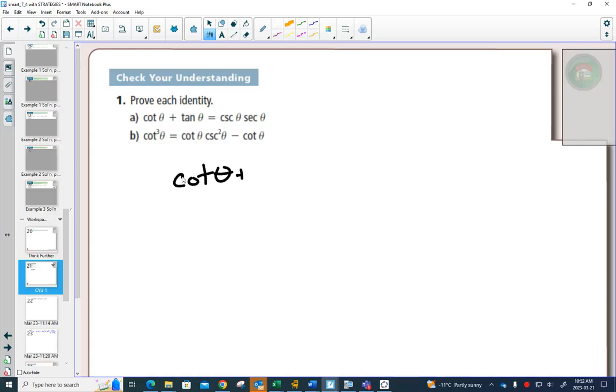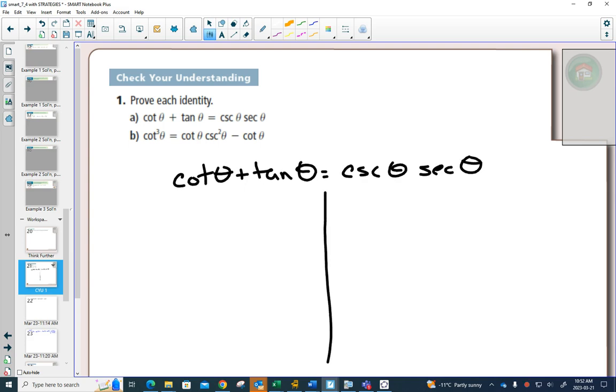Every time we do a proof, we rewrite out the question and draw the line. When looking at a question, if you don't see any shortcuts, go to your main strategy: change things to sine and cos. I can change cotangent to 1 over tangent, but in this case I'm going to change cotangent to cos over sine. I'm going to use that strategy of changing everything to sines and cos and see what happens.